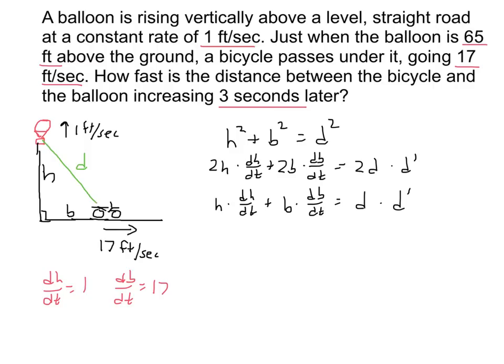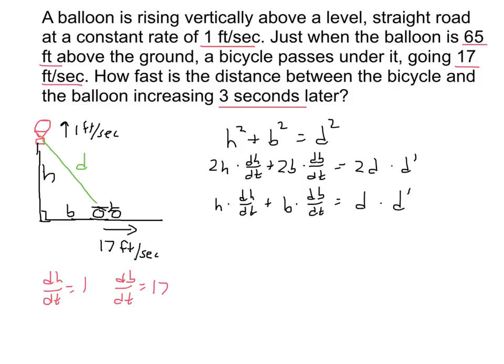The last thing I need to do is plug the information that I know into the problem. So here's what I know. I know that dh/dt is equal to 1. I know db/dt is equal to 17. I know the instant that we're talking about here, h has got to be at 68 feet. And I know b has got to be at 51 feet, because it's changing at 17 feet per second, multiply that by 3, you get 51.